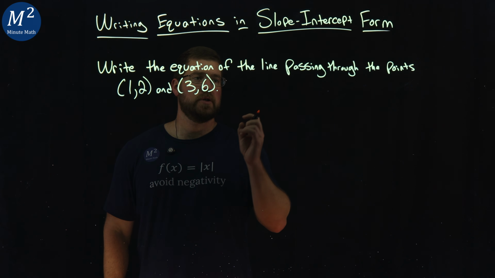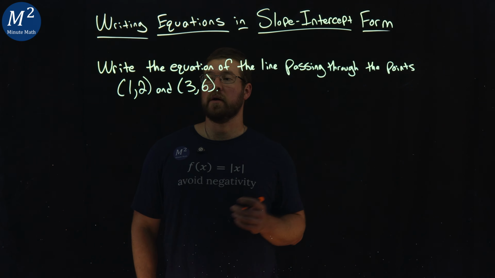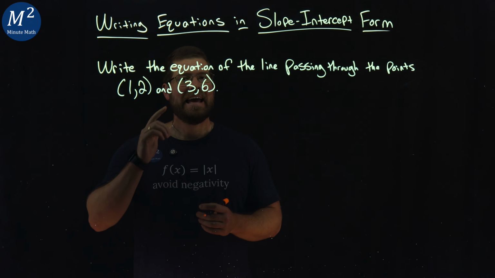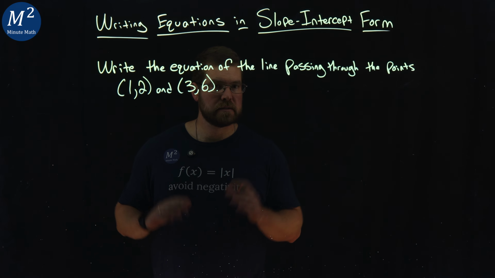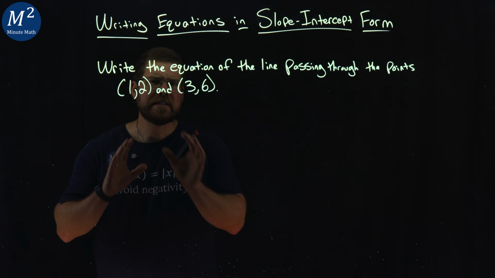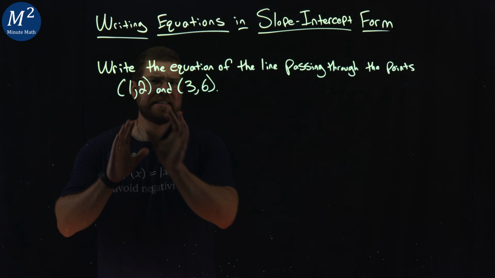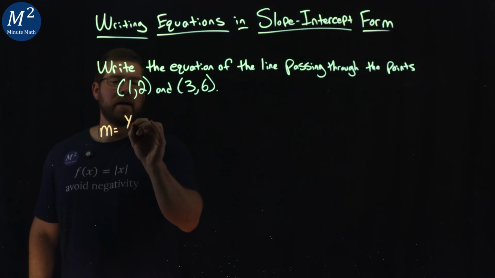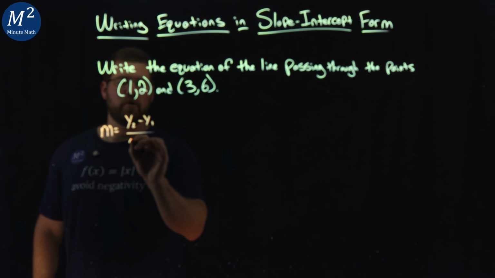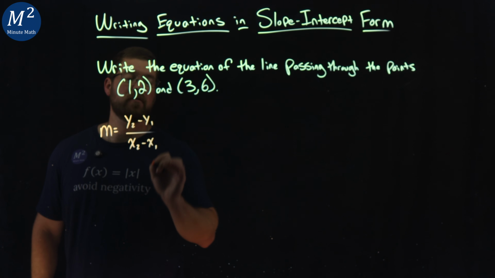Write the equation of the line passing through the points (1, 2) and (3, 6). All right, let's first take these points and find the slope. Our slope is m, and it's equal to y2 minus y1 over x2 minus x1.